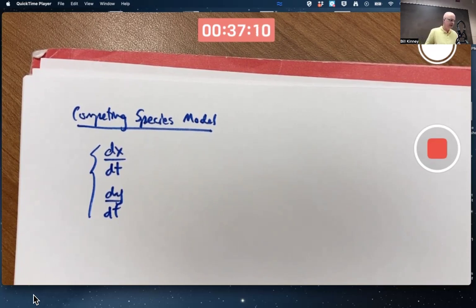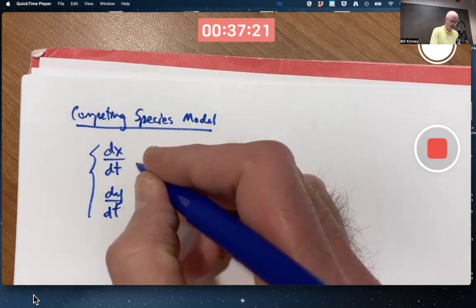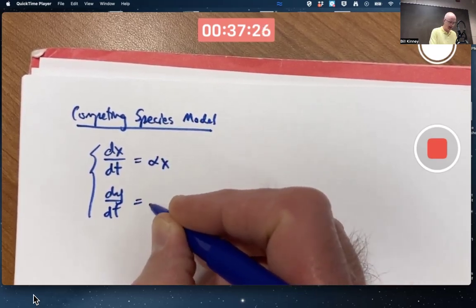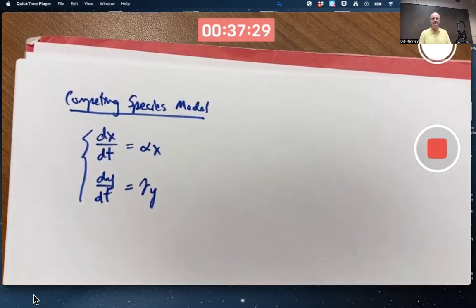For the competing species model, one difference is I'm going to assume exponential growth for both species in the absence of the other one. Alpha times x for the dx/dt equation and gamma times y for the dy/dt equation. So both species will grow exponentially in the absence of the other one because they're not there to compete. An example could be two different species of fish in the same lake, both that like to eat the same plant. That would be an example of a competing species.